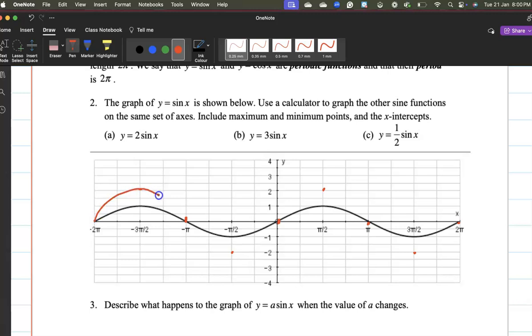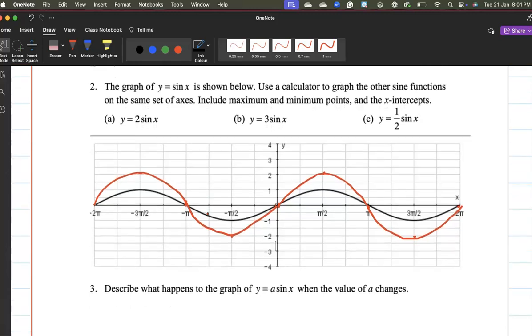So that's your 2 sin x. Okay. 3 sin x, everything times 3. Okay, half sin x will become a string. Yeah, okay, so that's how.